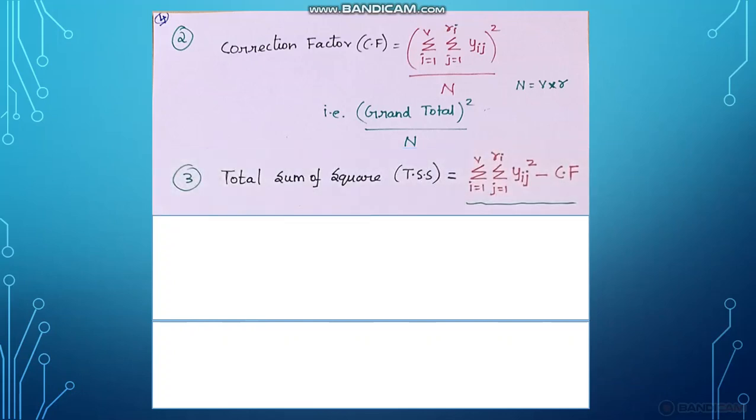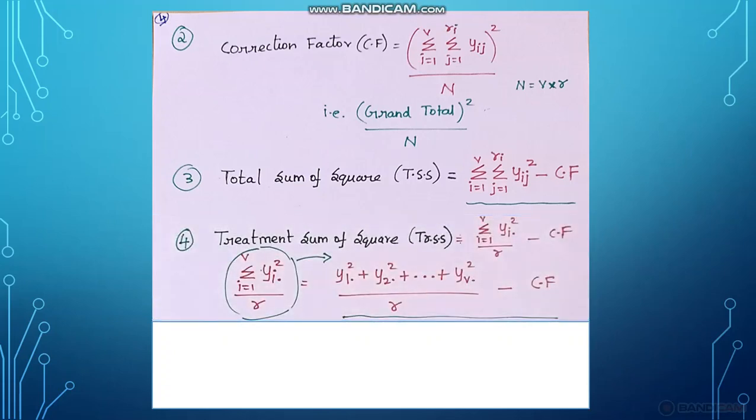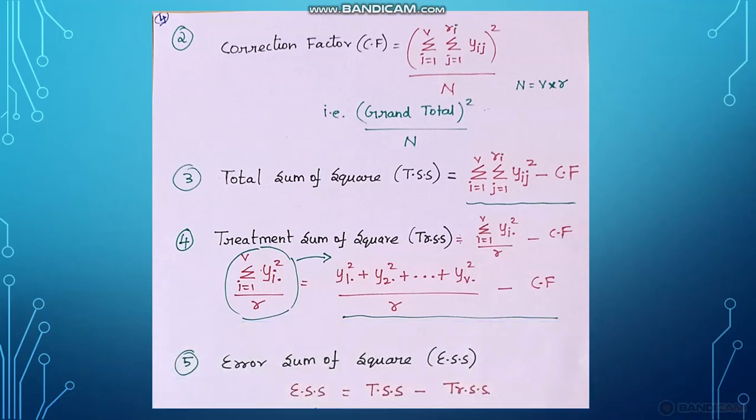The third step is to find the total sum of square. The fourth step is to find the treatment sum of square, that is, we square the treatment totals. The fifth step is the error sum of square. ESS is equal to TSS minus TRSS.